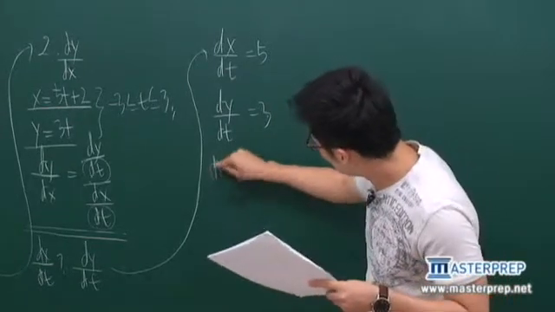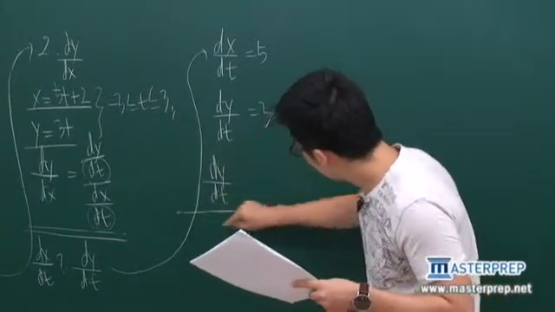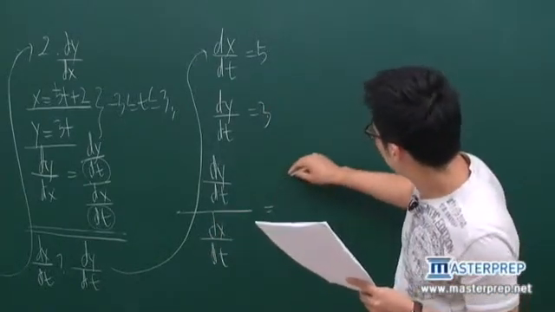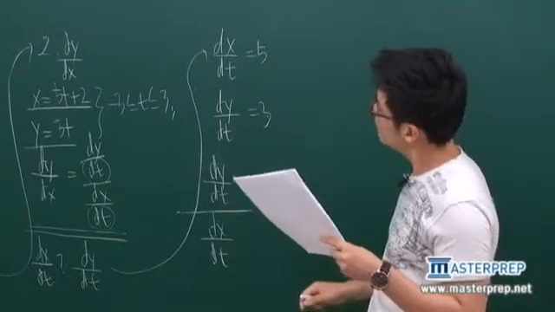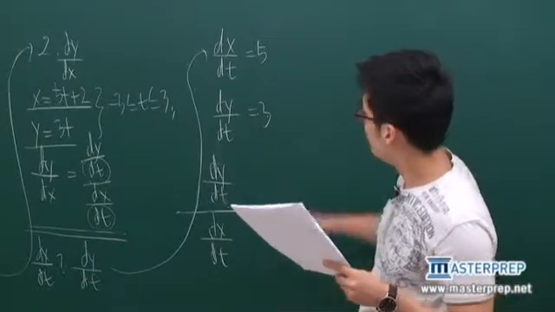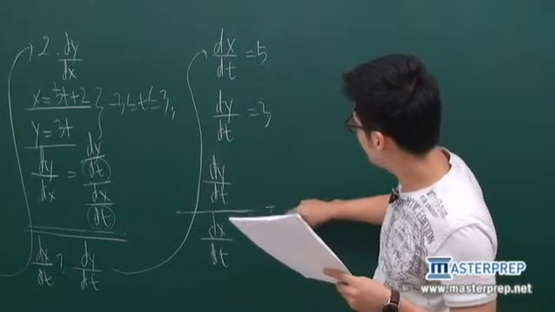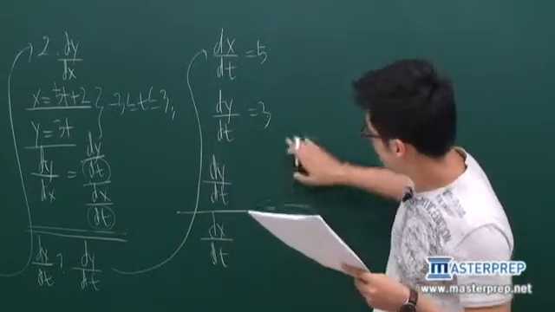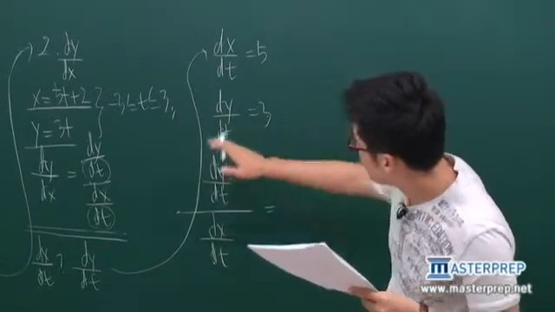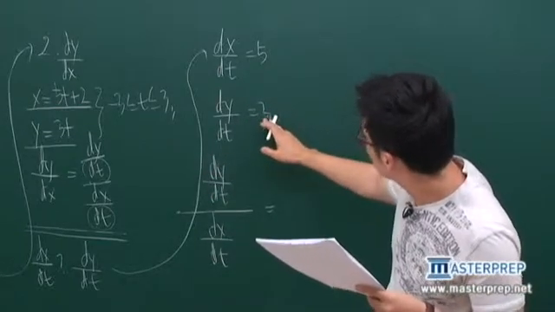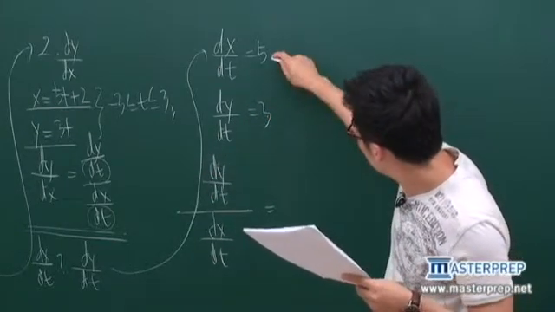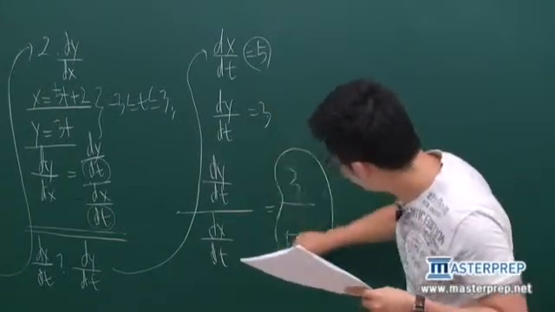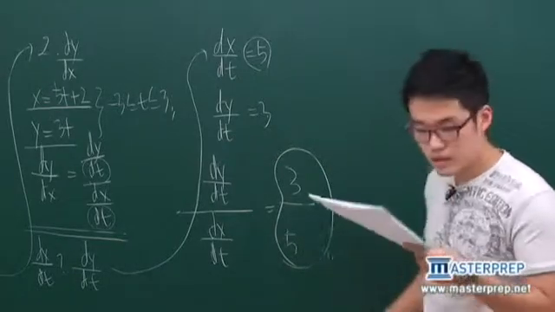Well, dy over dt over dx over dt is equal to, well, dx over dt is 5, so 5 over 3. Well, it's not 5 over 3. Let's see, where am I wrong? dy over dt is 3 and dx over dt is 5, so 3 over 5 should be your answer, and that's number 8, right?